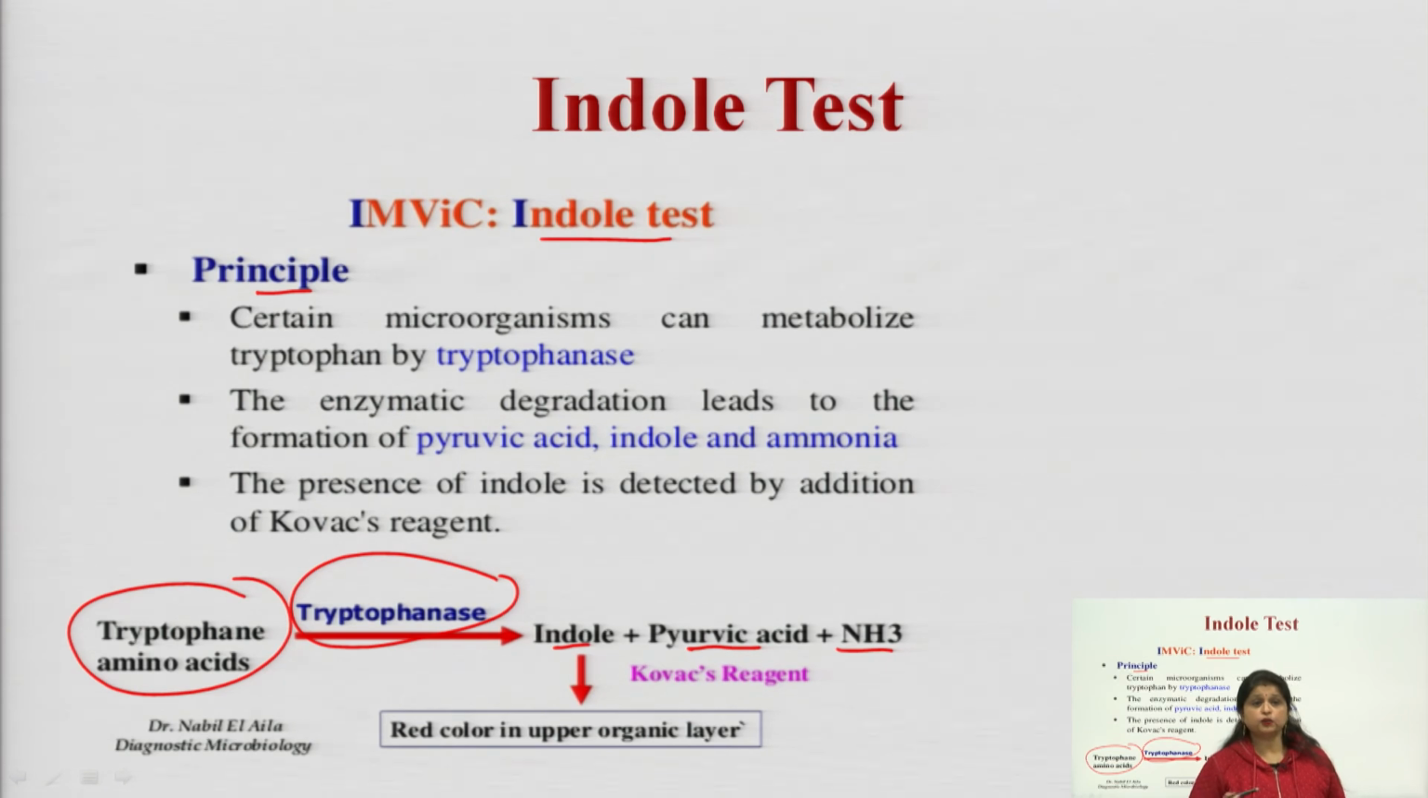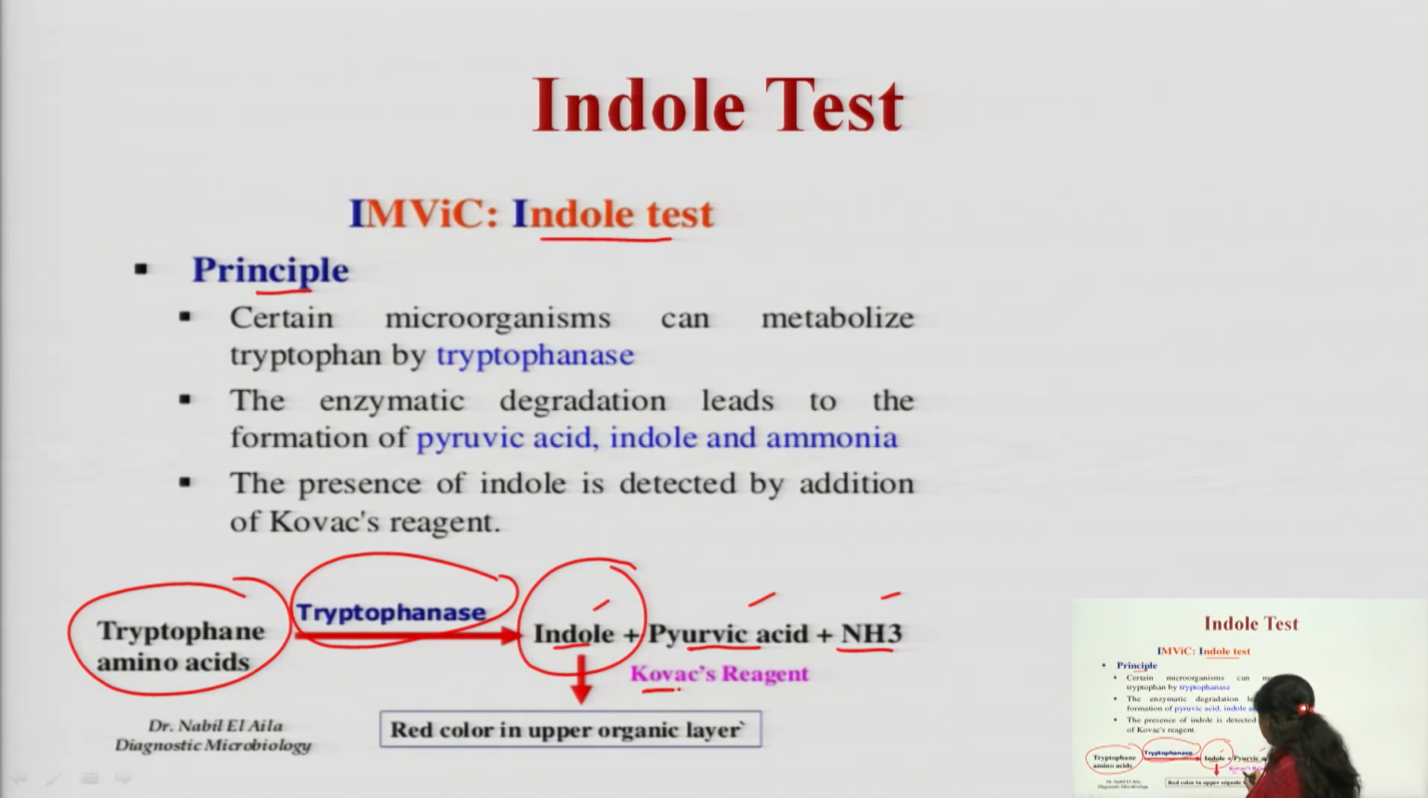Three byproducts will be released once the tryptophan is metabolized with the help of the enzyme released by the bacteria, that is tryptophanase, which degrades the tryptophan in the broth into three byproducts: indole, pyruvic acid and ammonia. And that indole which has been released from that reaction will be identified with the help of the reagent named Kovac's reagent.